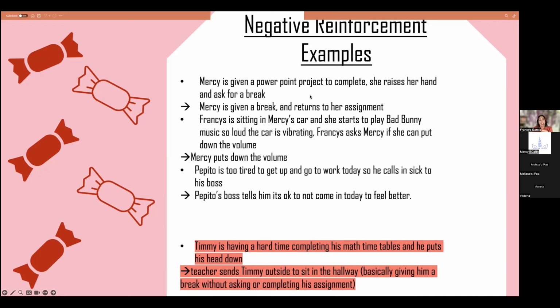Next example. Frances is sitting in Mercy's car and she starts to play Bad Bunny music so loud the car is vibrating. Frances asks Mercy if she can put down the volume. Mercy puts down the volume. This goes back to the common example of loud sounds. The music is loud, it's bothering Frances. She doesn't like the music loud in her ears, the car is vibrating. She used verbal prompting to ask Mercy if she could put it down, and Mercy did. Removal of unwanted noise. And Frances will likely engage in asking Mercy nicely to put down the volume of the music.